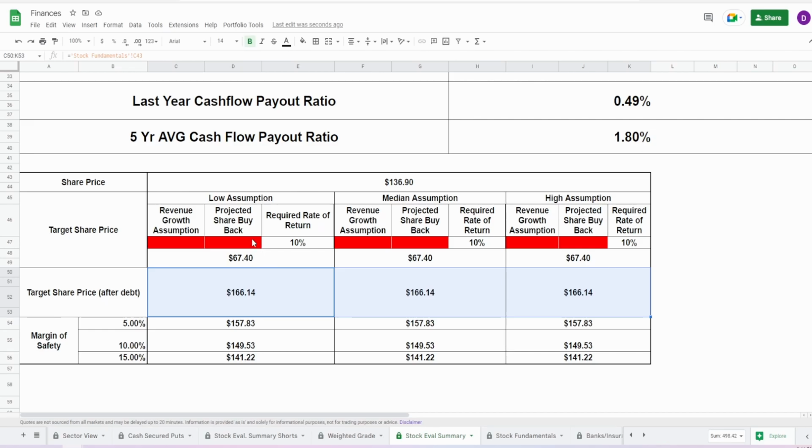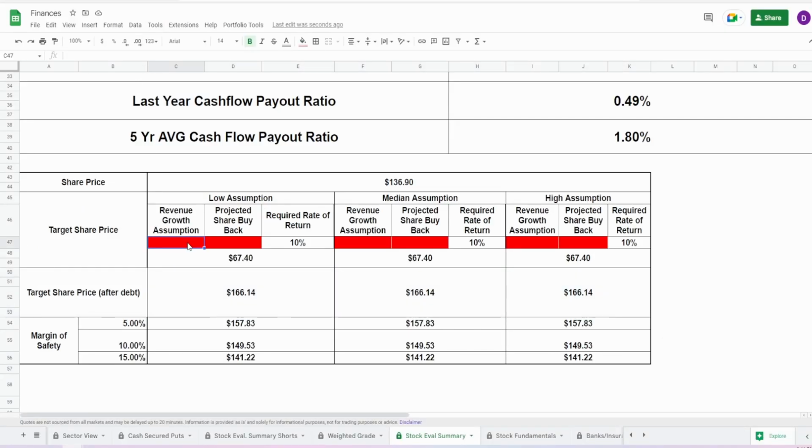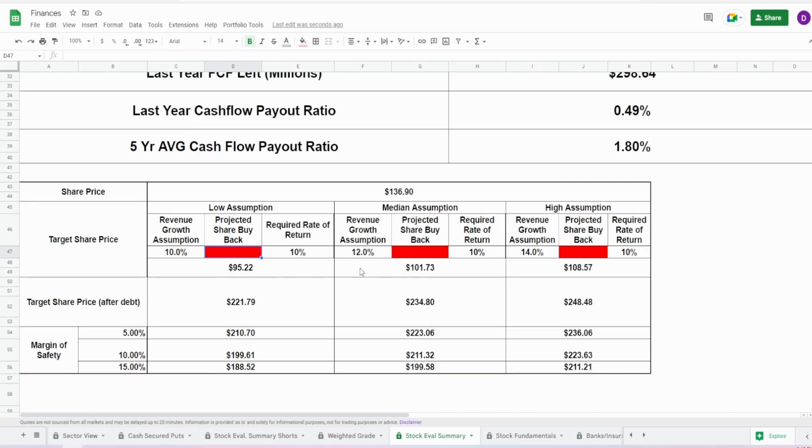So, let's actually come over here too, to see that the forward EPS growth is 25%. Now, I don't believe that in the slightest, so I'm gonna go fairly conservative of 10, 12, and 14% for the revenue growth for each assumption. And for the projected share buyback, we saw that they were buying back at around 12% on the 5 years. So let's actually say at around, for a future projection, 5, 6, and 7%.